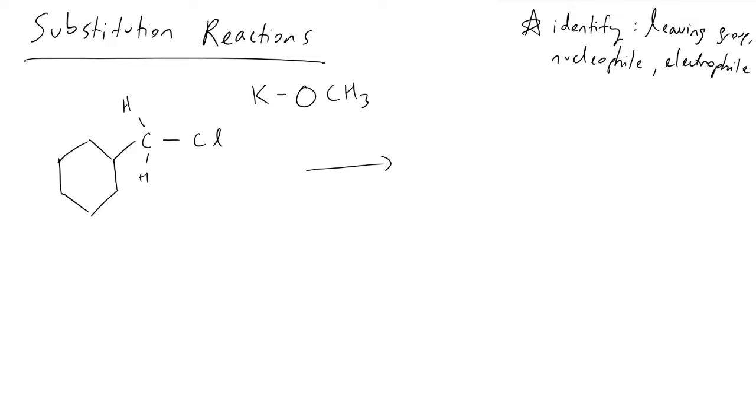Substitution reactions occur in chemistry when we see a leaving group exit a molecule in place of another molecule. And what I'm going to do in this video is walk through how we can look at these two species and then determine with a high degree of certainty what the products will be. And to do that, we're going to need to identify the leaving group, the nucleophile, and the electrophile.